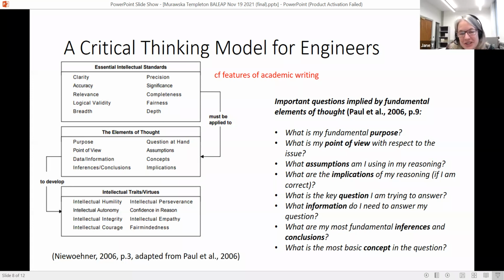And then, if we just look at the intellectual traits and virtues, that for me might be somewhere where we could start to have conversations about academic integrity. So just looking at those traits and virtues, which do you think might have links with what we understand by academic integrity?